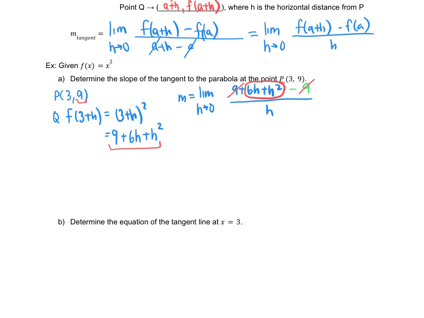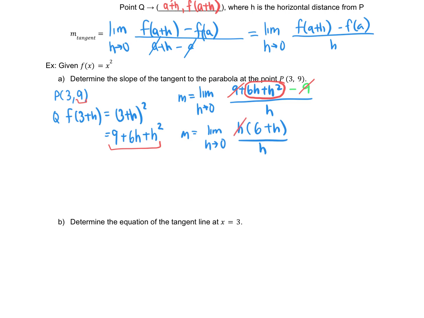Now I know I can't just sub in 0 for h, because that will give me the indeterminate form of 0 over 0. But I do notice in what's left of my numerator, both of these terms have an h in common. So I'm going to common factor out an h, so that I have 6 plus h all over h.